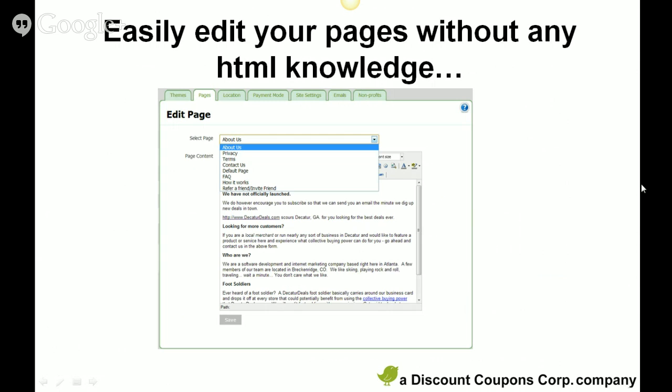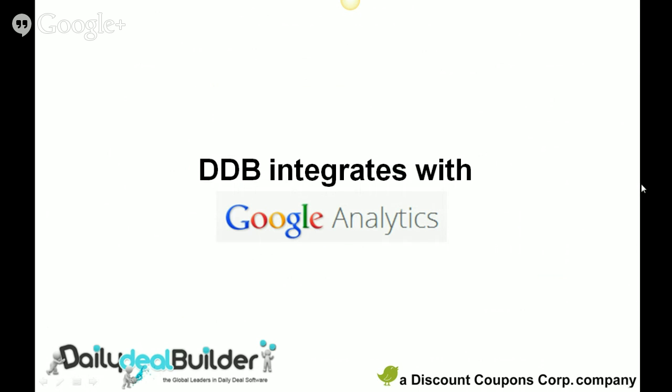For any of your pages, you don't need HTML knowledge. In the administrator panel, you can just tweak your About Us page. Your default page is your lead capture page. The other pages in your site are automatically done for you: privacy, terms, contact us, how it works, etc. However, if you do want to make any changes, it's really easy, just right from the pages section.